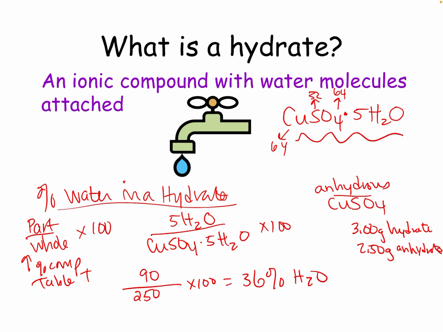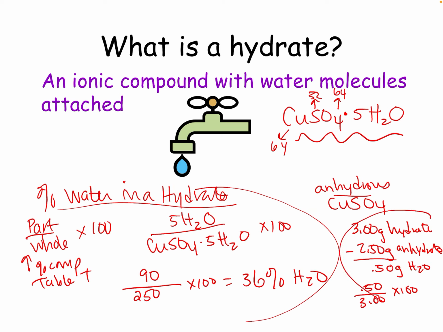So if they give you lab data, by all means, use the lab data. So let's see. 3 grams had the water, 2.5 doesn't, so that means 0.5 grams of the water. So then I would use, that's my part, this is my whole, times 100. So what I'm saying is when they give you GFMs in formulas, you use GFMs. If they give you lab data, use the lab data.